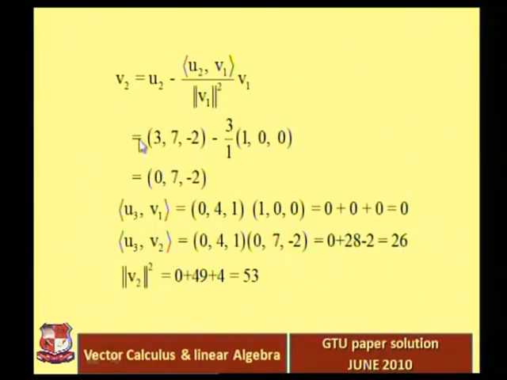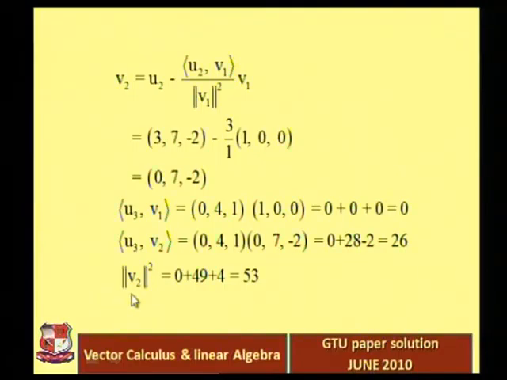Now find the inner product of U3 and V2. What is V2? V2 is (0, 7, -2). And U3 is (0, 4, 1). So (0, 4, 1) dot (0, 7, -2): 0 into 0 is 0, 4 into 7 is 28, and 1 into -2 is -2. So 28 minus 2 becomes 26.